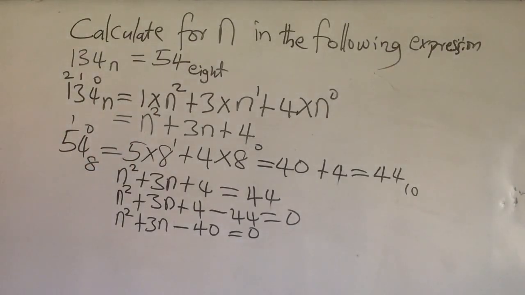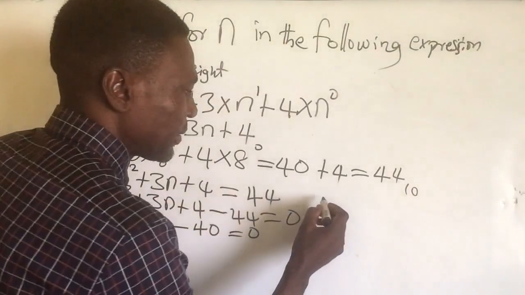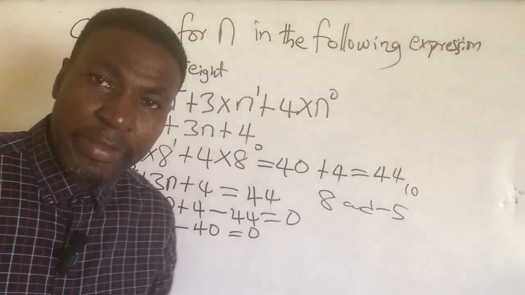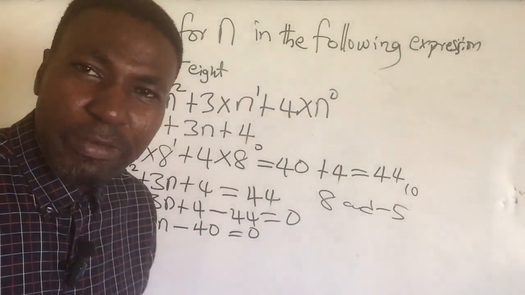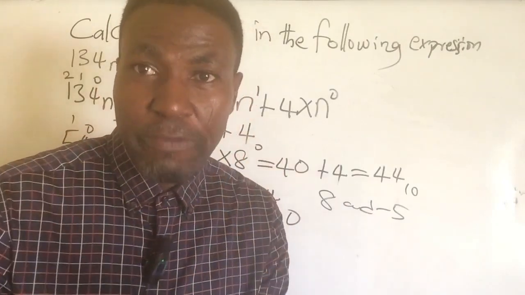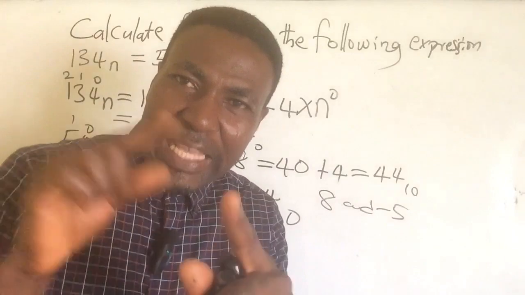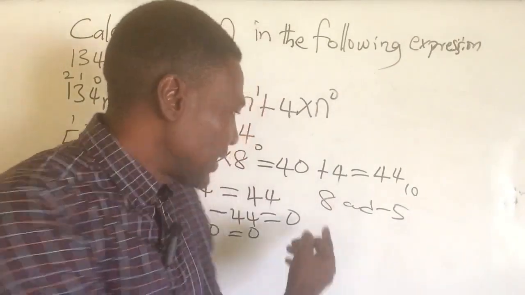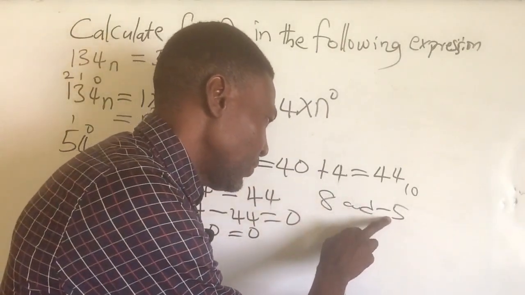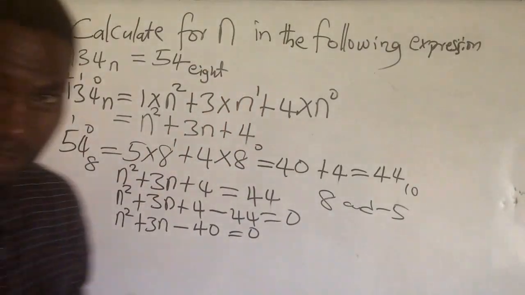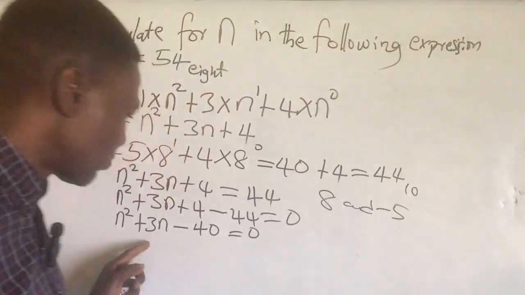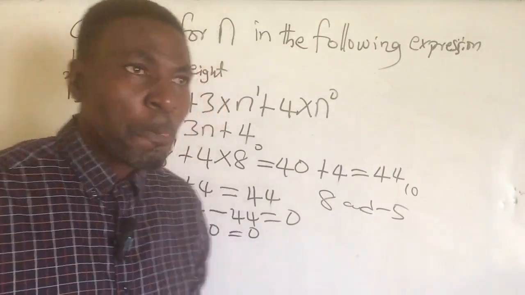What are the two numbers? The two numbers are 8 and minus 5. Look at it: 8 times minus 5 gives us minus 40, right? Then 8 minus 5 gives us 3, which is this 3. Remember, either you add or you subtract to get this number, in the case of any other quadratic equation.